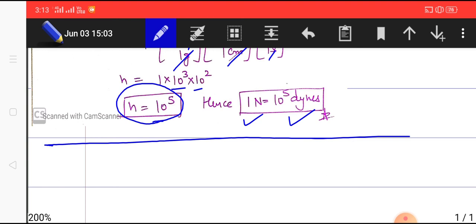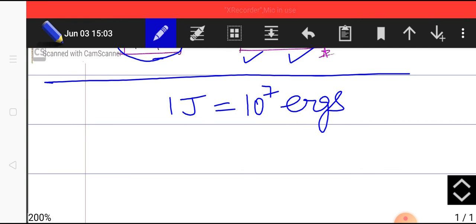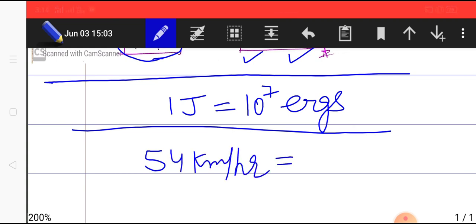As a homework, you can also solve for 1 joule and convert it into ergs. Erg is the CGS unit of work, while joule is the SI unit of work, and your answer will come 10⁷ ergs. You can solve this, or you can also solve like converting 54 kilometer per hour into meter per second. By solving the same method, you will get 15 meter per second.